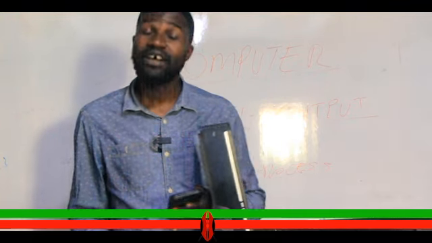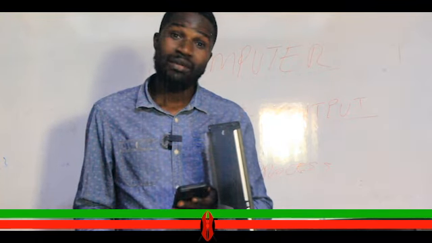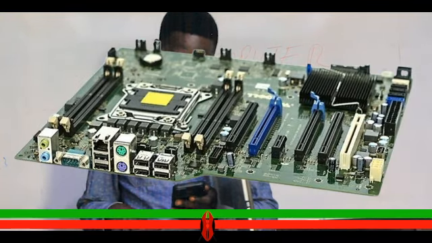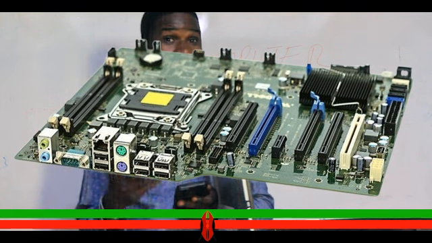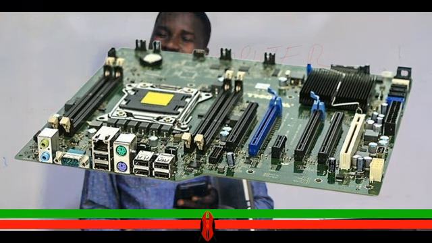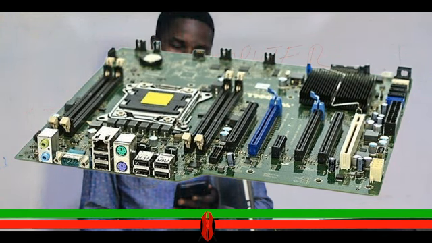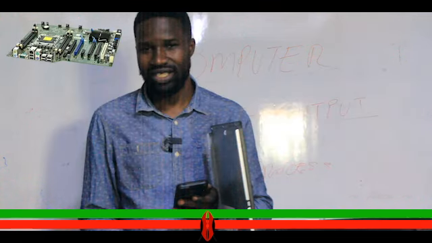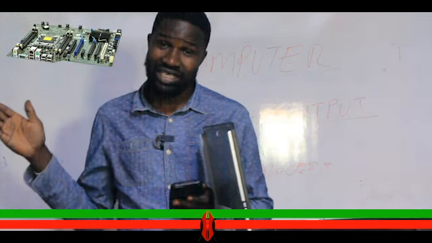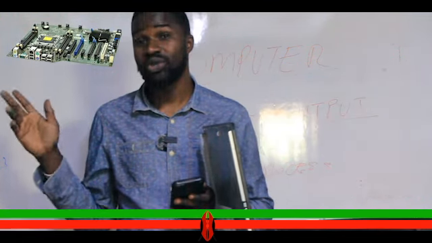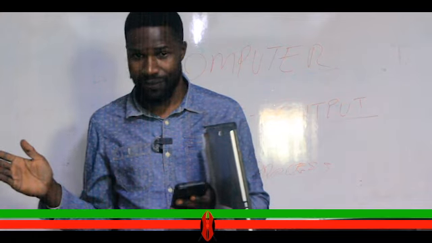Then next we have the motherboard. The motherboard is the green board that is found in every electronic device with so many peripherals attached to it, with buses attached to it. So this green board here is also known as motherboard, okay?